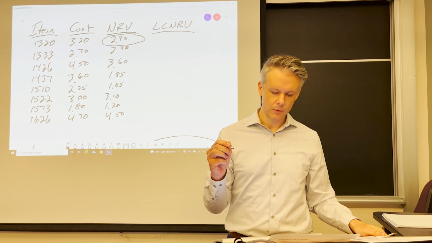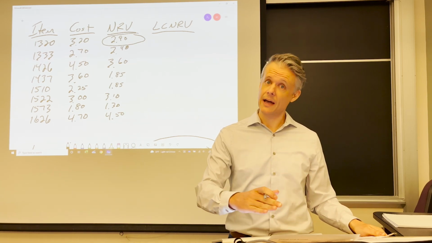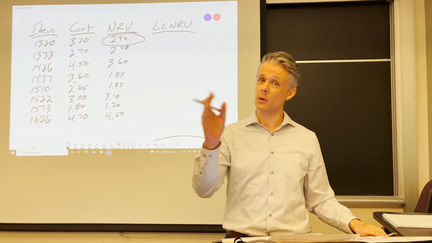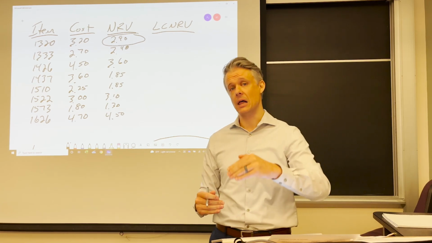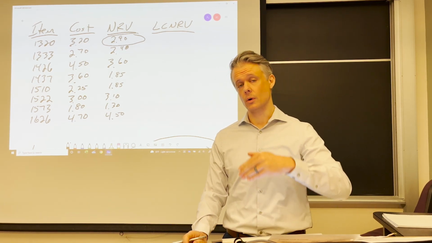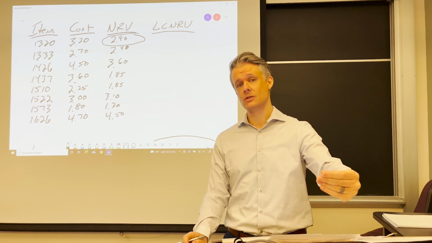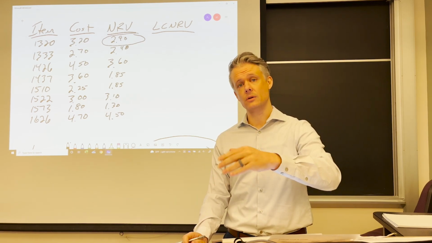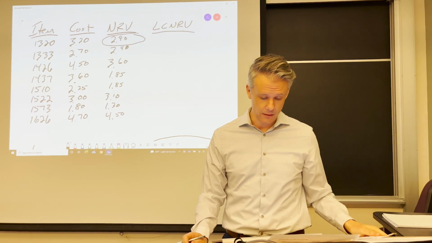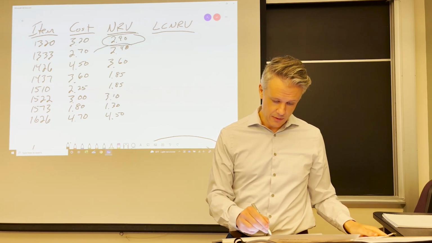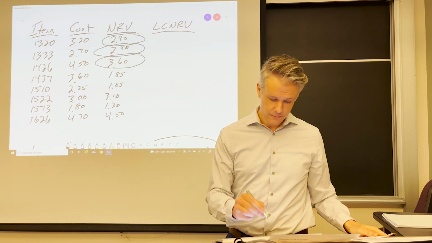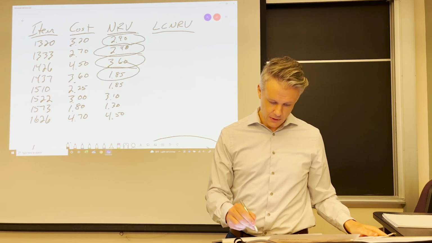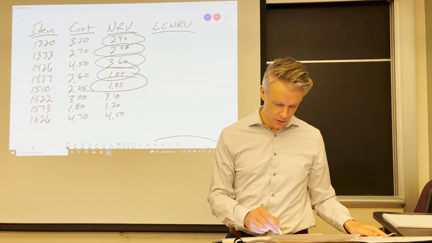For item 1320, net realizable value is actually lower than what we originally paid. We have a decline in inventory. We're going to wind up debiting that loss and crediting the allowance account to reflect that loss. Here, net realizable value is lower. Same. Look at this one, okay?